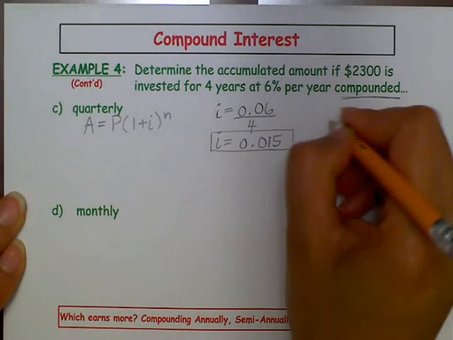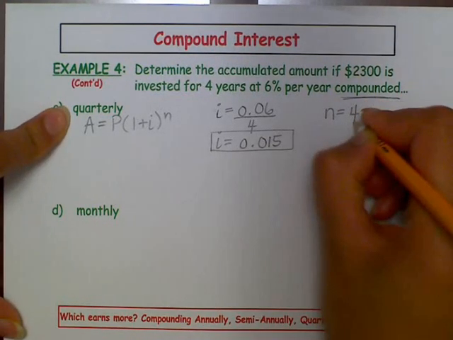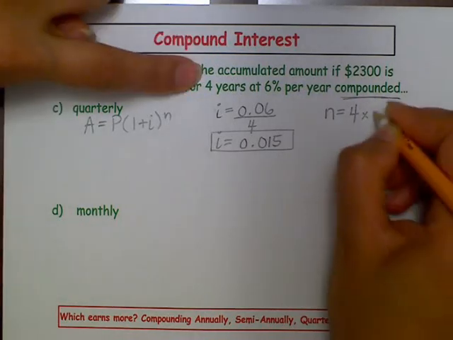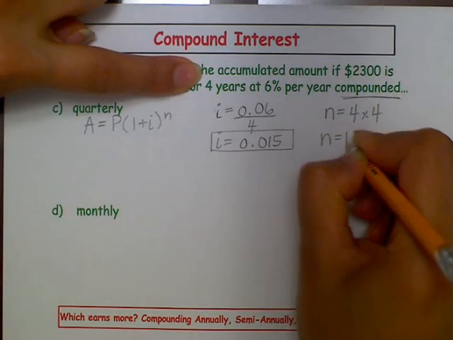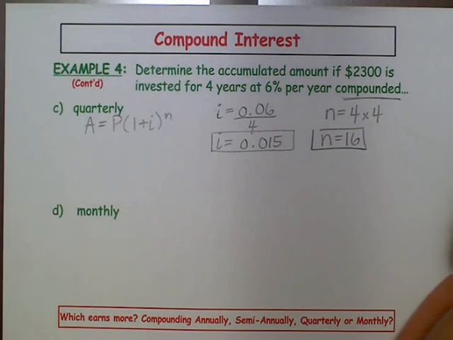And the number of compounding periods will change. You're getting interest 4 times a year, and you've invested for 4 years. So in total, you're going to get interest 16 times. So that's the number of compounding periods. Interest is going to be earned 4 times a year for 4 years, for a total of 16 times.